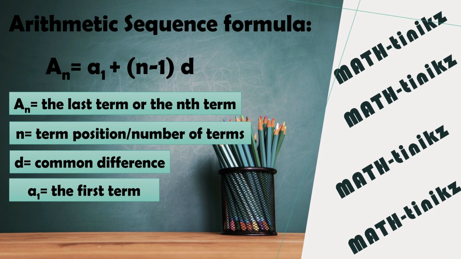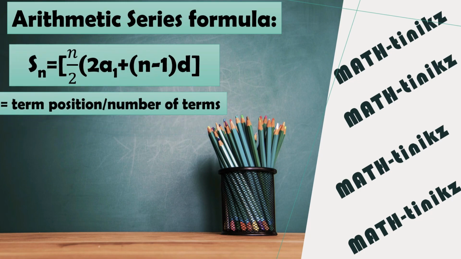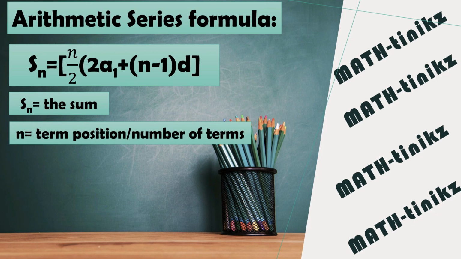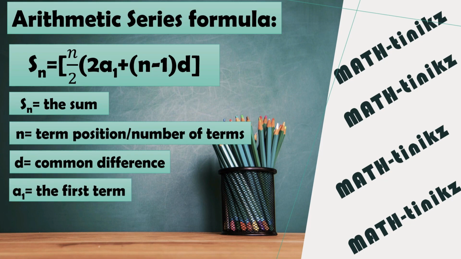Now, here is the arithmetic series formula. We have S sub n is equal to n over 2 times 2a sub 1 plus the quantity of n minus 1 times d, where S sub n is the sum of all terms. Now, n is the term position and the number of terms. And d is again the common difference. And a sub 1 is also the first term.